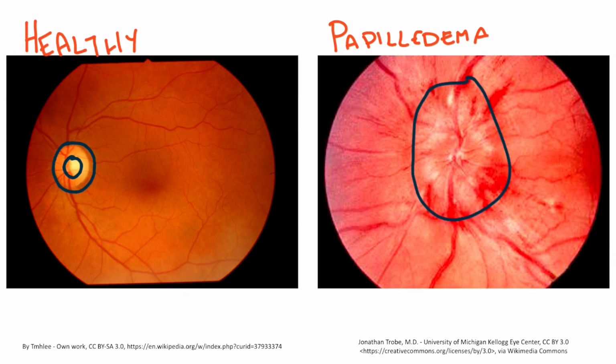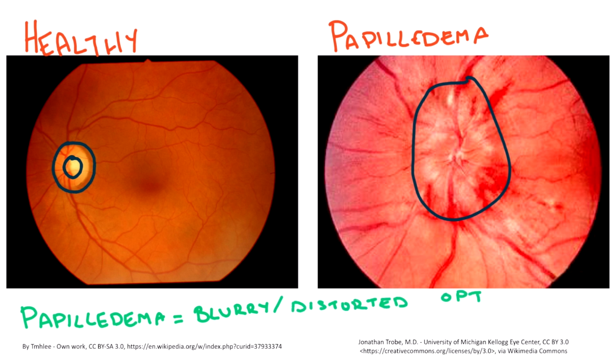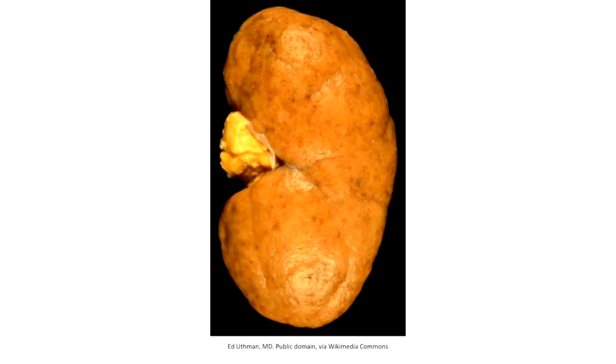This right here is where we're supposed to see the optic cup and optic disc. However, in patients with papilledema, the optic nerve becomes swollen due to elevated intracranial pressure, which makes the optic cup and disc appear blurry and distorted. Hence, a blurry and distorted optic nerve on fundoscopic exam is consistent with the diagnosis of papilledema and would be considered a sign of end organ damage in patients with severely elevated blood pressure. Here's an image showing the gross appearance of a so-called flea-bitten kidney.